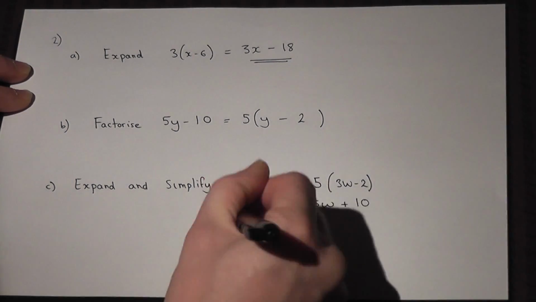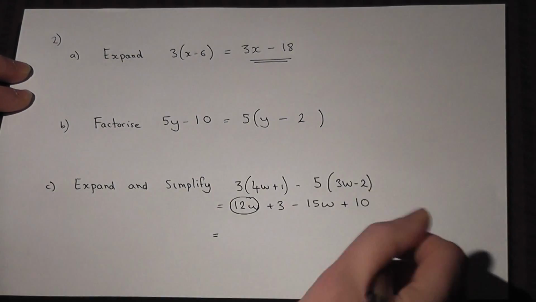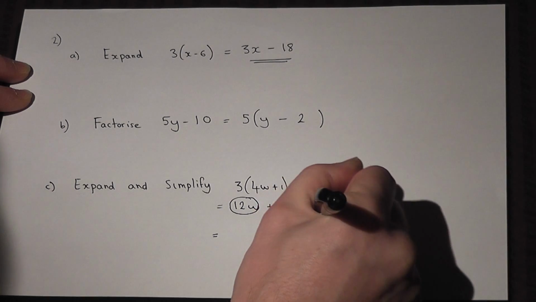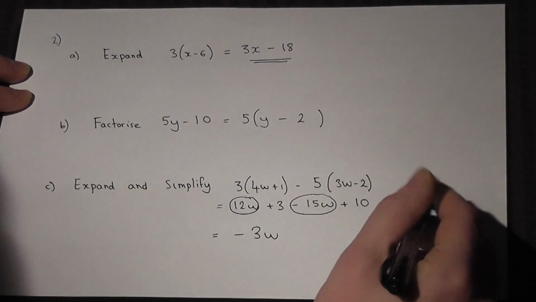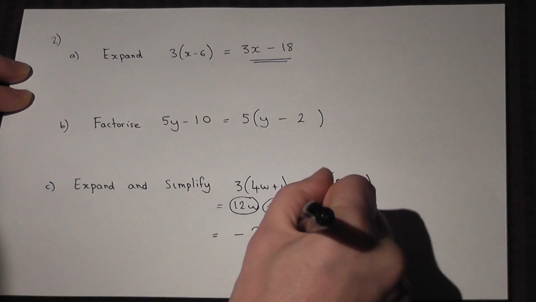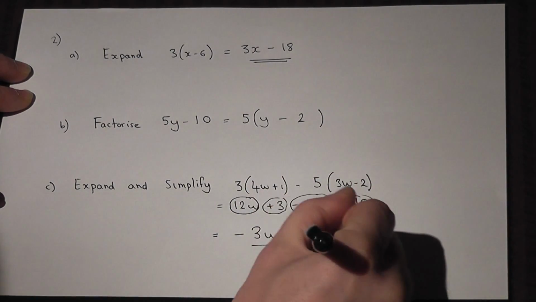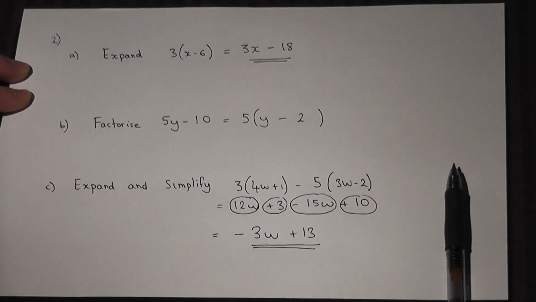We then have to make the answer simpler. Well, 12w take away 15w is minus 3w. Then plus 3 plus 10 is 13. The answer is therefore minus 3w plus 13.